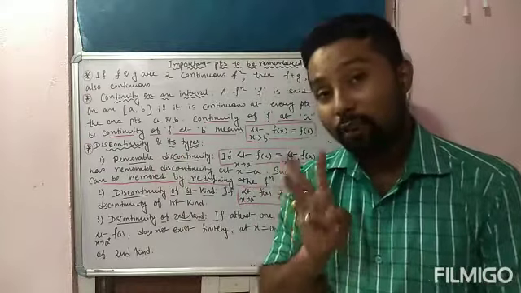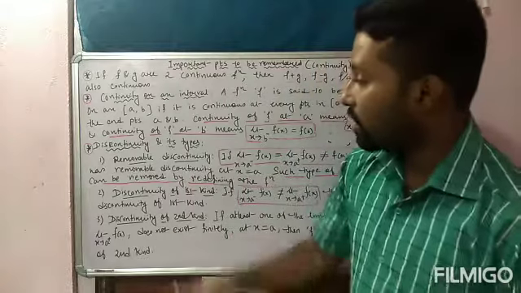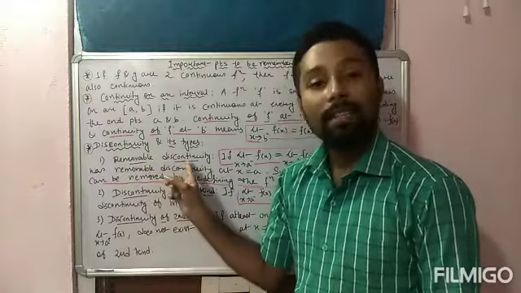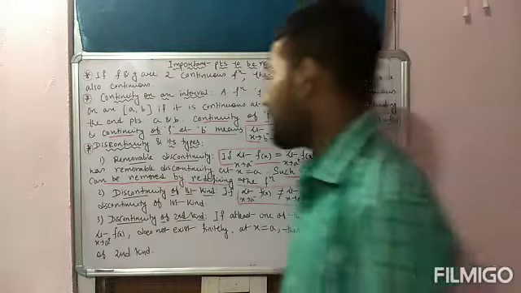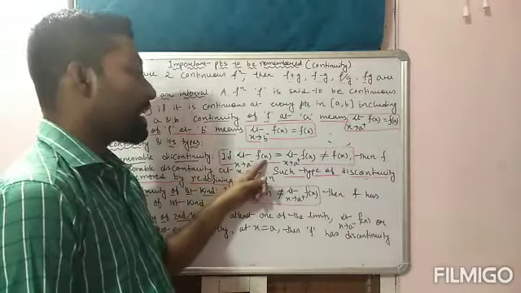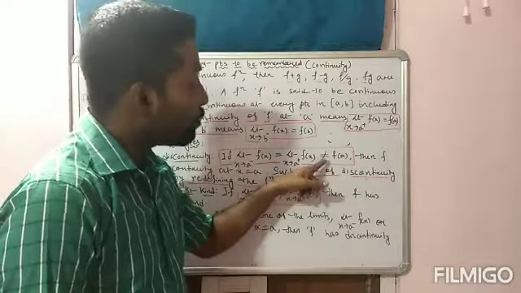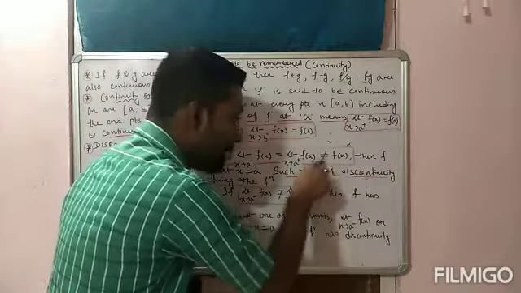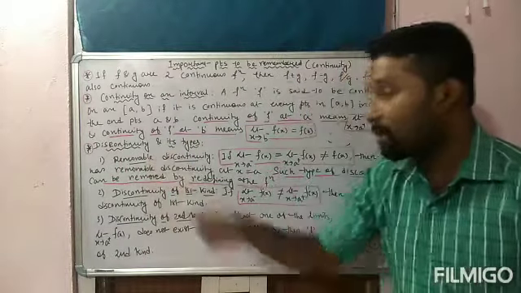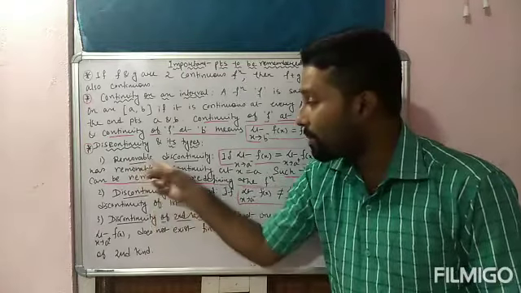There are three types of discontinuity. The first one is removable discontinuity. So what is removable discontinuity? If limit x tends to a power minus f of x is equal to limit x tends to a power plus f of x, which is not equal to f of a. If there was an equal sign here also, we can say that it is continuous. But since we are discussing discontinuity, the first case of discontinuity is removable discontinuity.